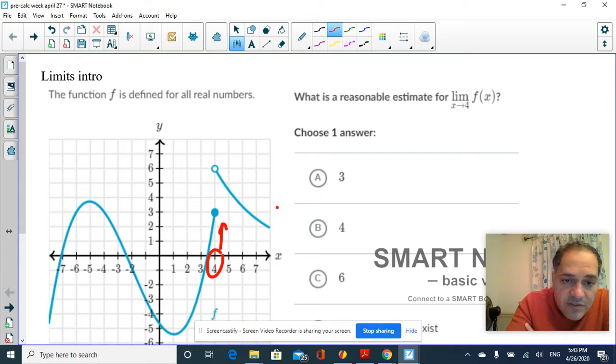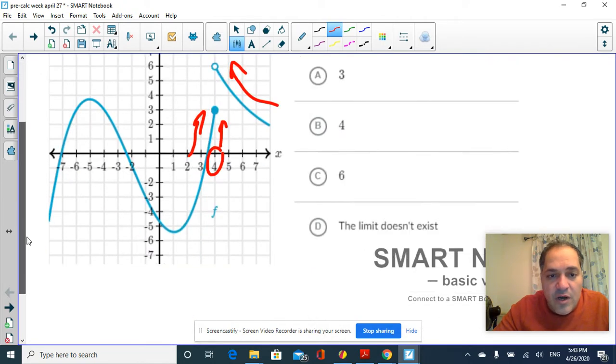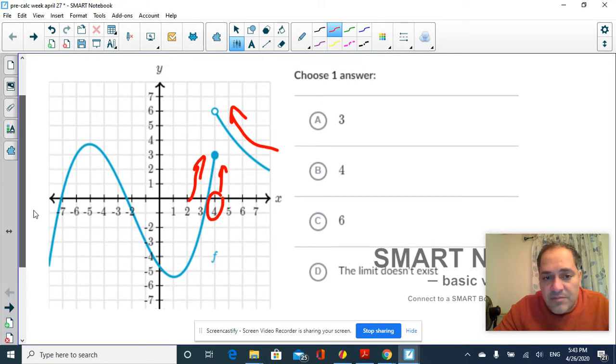We have a limit from left and a limit from right. If you look from the left, it approaches what? Yes, 6. From the right, it approaches what? 3. But the limit of the function itself at 4 does not exist. So your answer for this question is that the limit does not exist. Why? Because the limit from left and the limit from right are not the same.